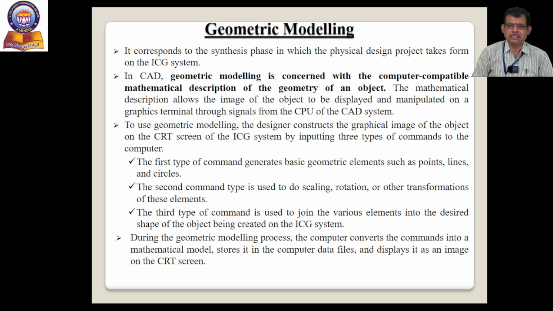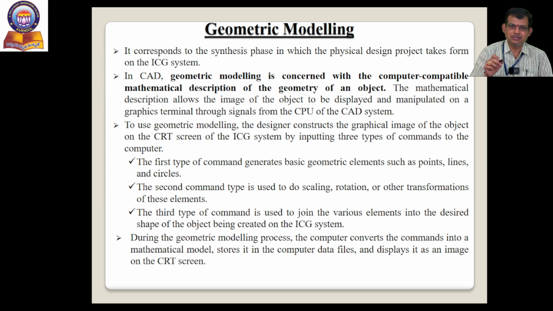So now the geometric modeling. It is the computer compatible mathematical description of the object. If you say simply rectangle, the computer will not create it. So how can you create a rectangle? By a mathematical description of the rectangle. What is it? Maybe 4 lines joined together perpendicular to each other, or the lower left corner or upper right corner, in this way. A circle by means of its center and radius, like that. So that is called computer compatible mathematical description.